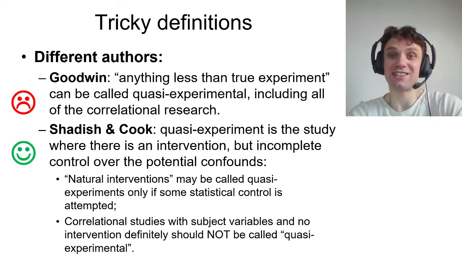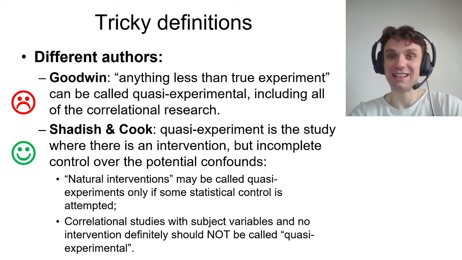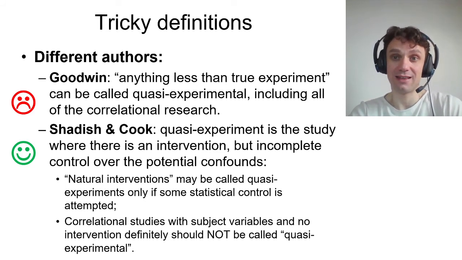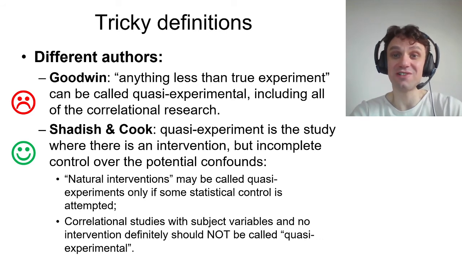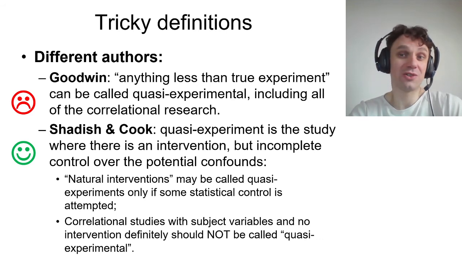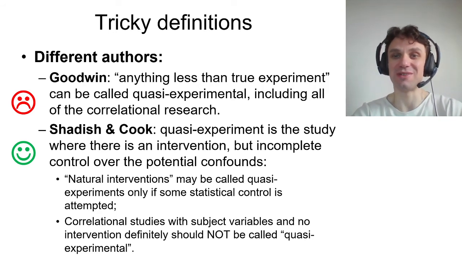What are natural interventions? These are the situations when we have some people who have undergone some kind of situation and another group of people who have not undergone this situation. For example, in one region there was an earthquake, and in another region there was no earthquake. So this is a kind of natural intervention, because it's an intervention that happens outside of our control. So Goodwin would call a study which compares people who have undergone this earthquake situation and those who have not, he would call it quasi-experiment.